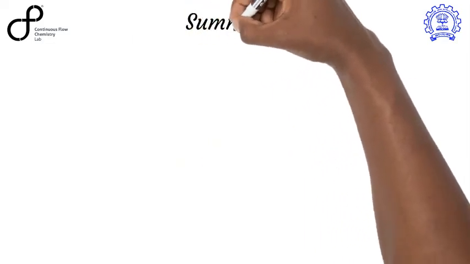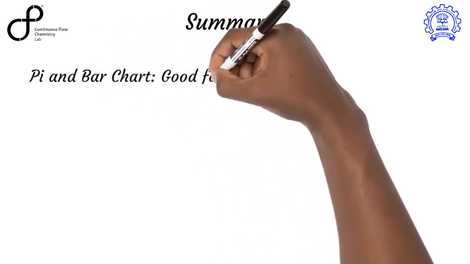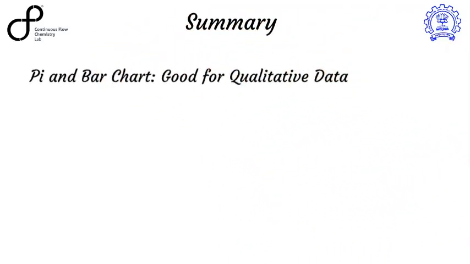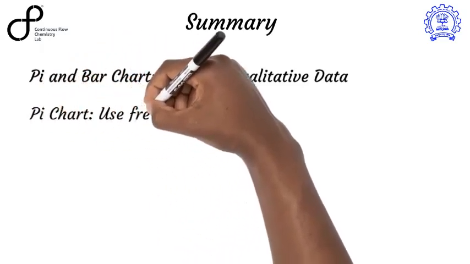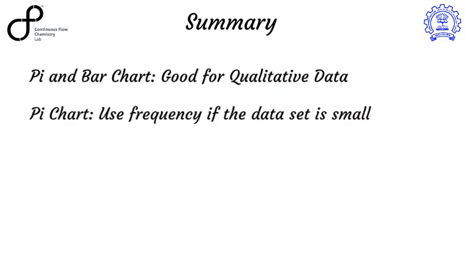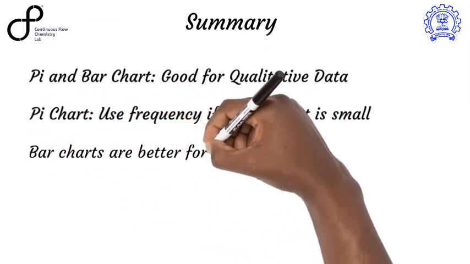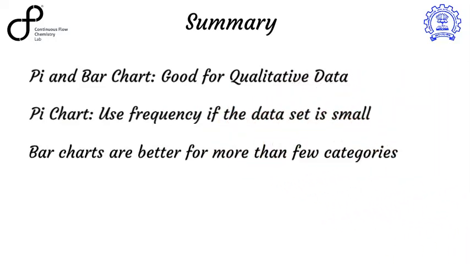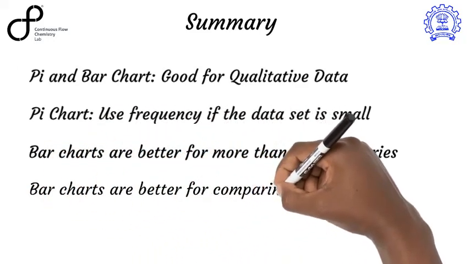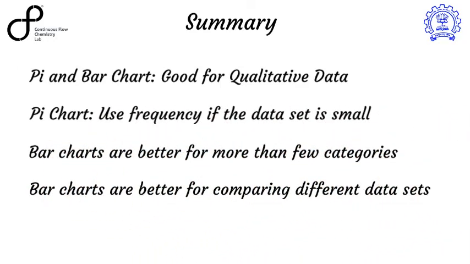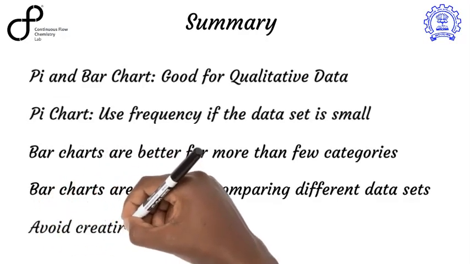Let us now summarize what we have learned in this video. Pie charts and bar charts can both be effective methods of portraying qualitative data. Care should be taken to choose if we use frequency or relative frequency in case of pie charts. Frequency should be used when data size is small. Bar charts are better when there are more than just a few categories, and for comparing two or more distributions. Be careful to avoid creating misleading graphs.